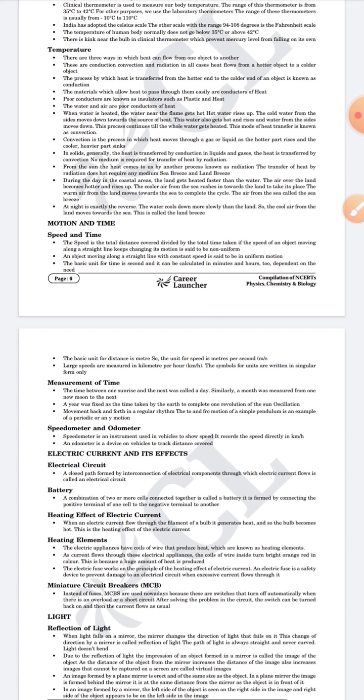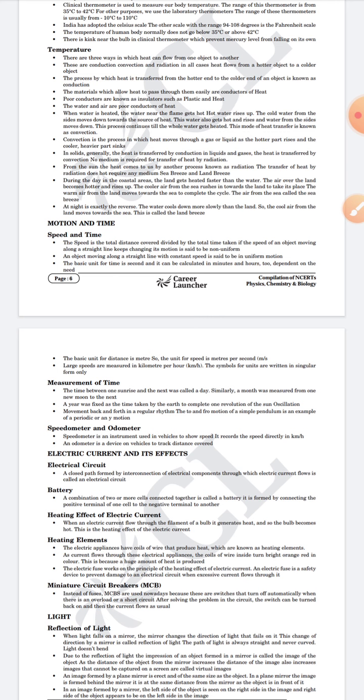Motion and time. Speed and time. The speed is the total distance covered divided by the total time taken. If the speed of an object moving along a straight line keeps changing, its motion is said to be non-uniform. An object moving along a straight line with constant speed is said to be in uniform motion.